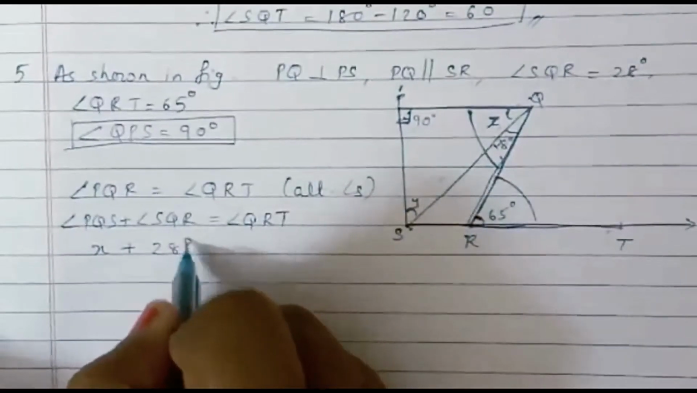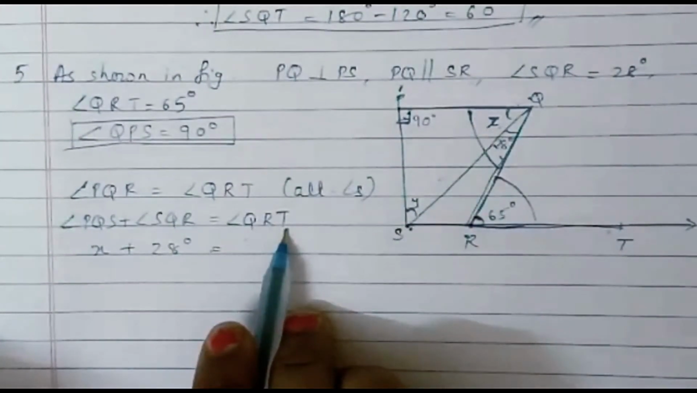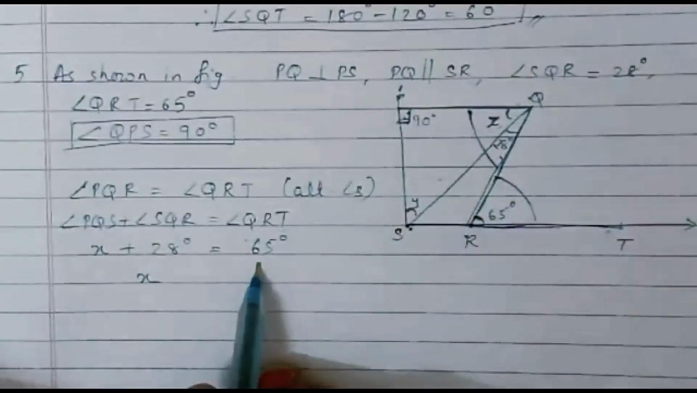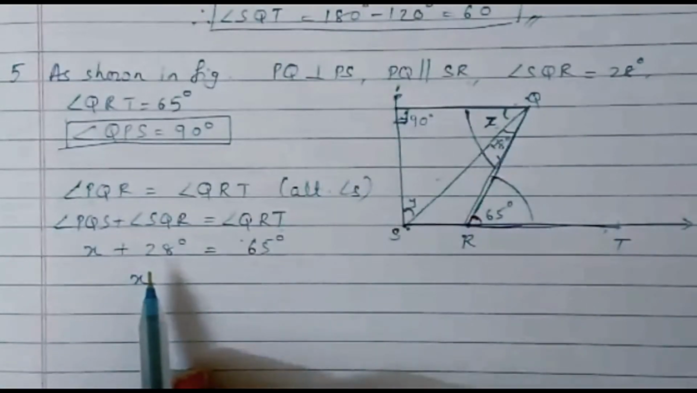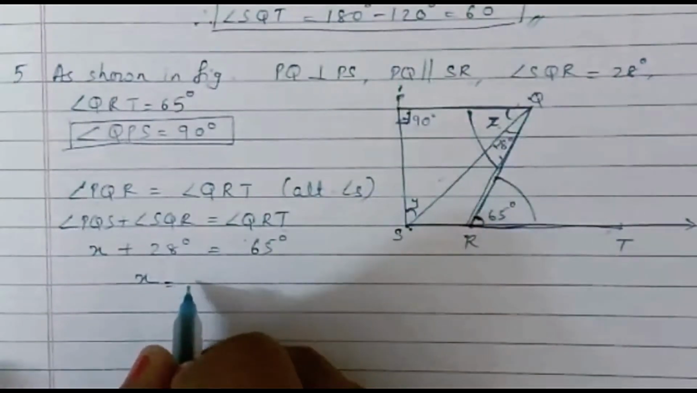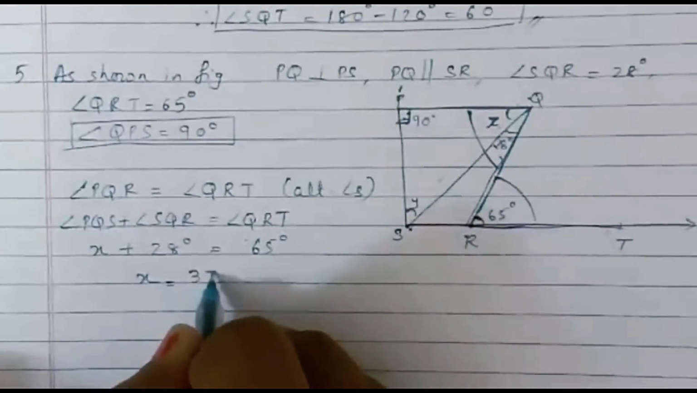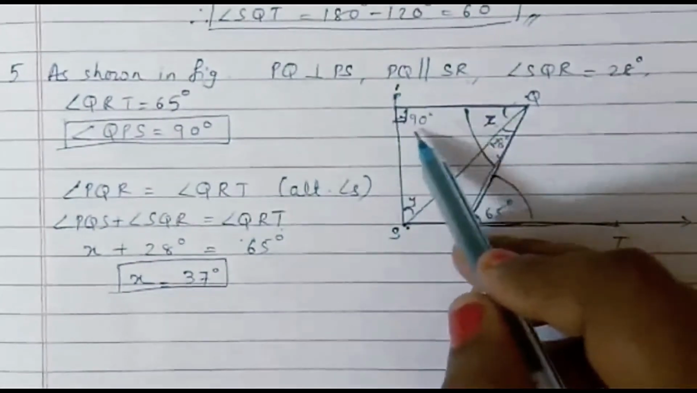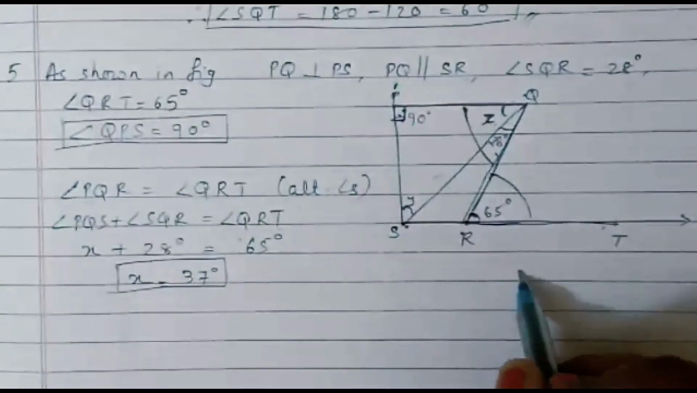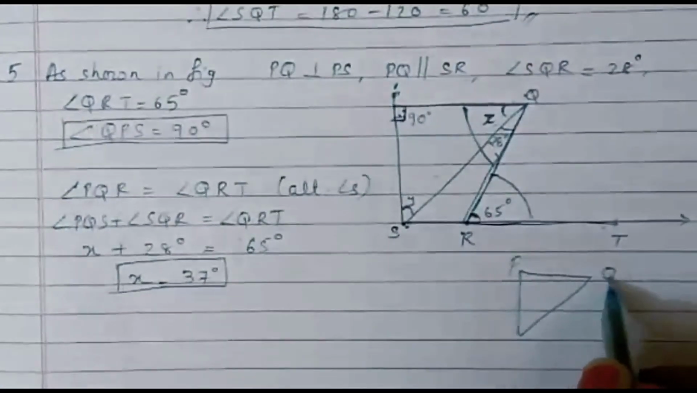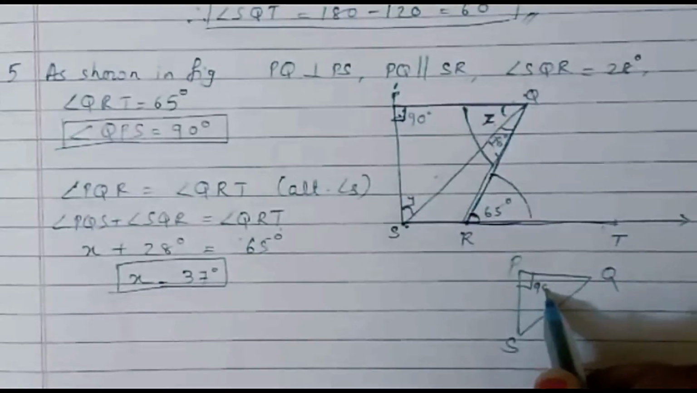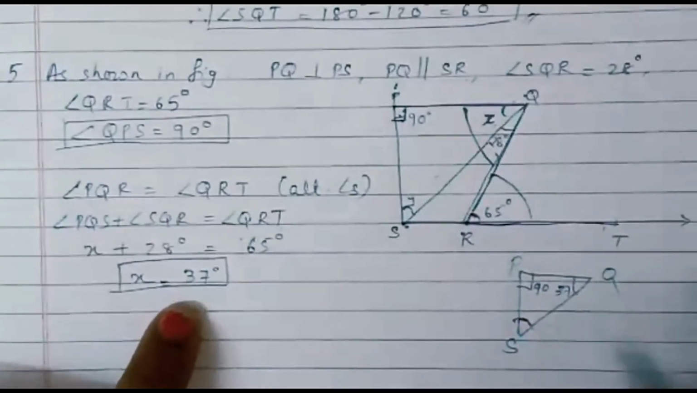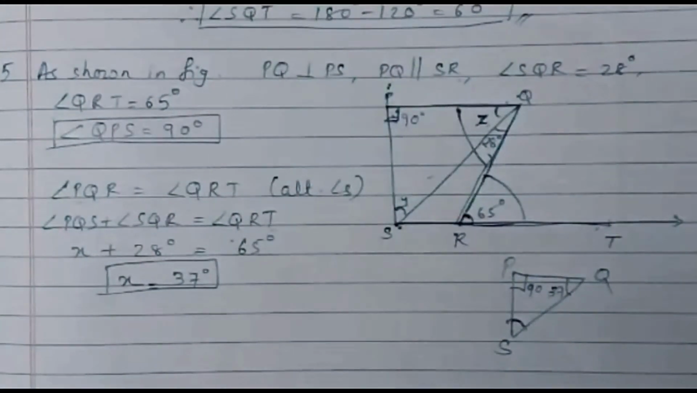X plus 28 degree will be equal to measure of angle QRT, which is 65 degree. So we will get X is equal to 65 degree minus 28 degree, right? Which is equal to 37 degree. So we got the measure of X is equal to 37 degree. Once you get the value of X, you can just see triangle PQS. It is only triangle PQS in which angle P is 90, Q we got right now, which was X, that is 37 degree, and again by angle sum property you can find the value of Y.